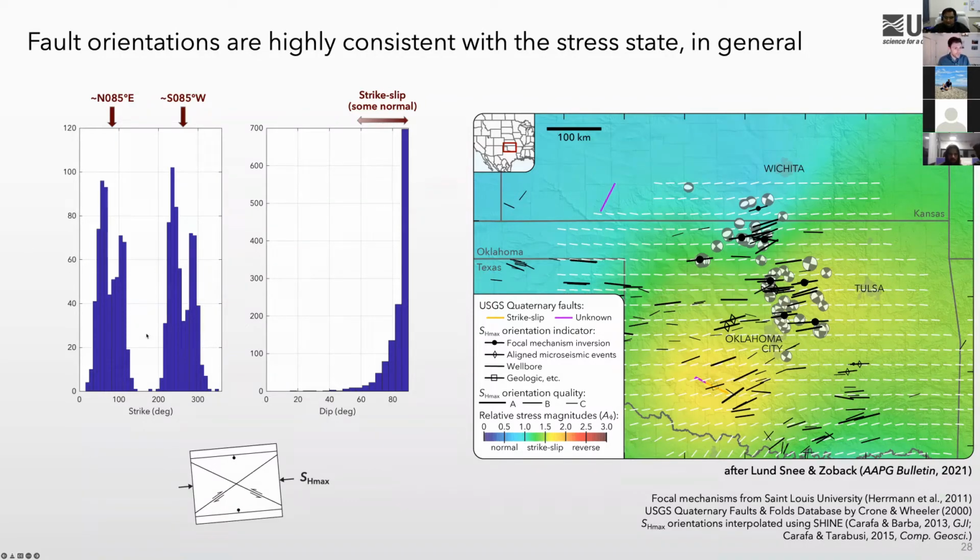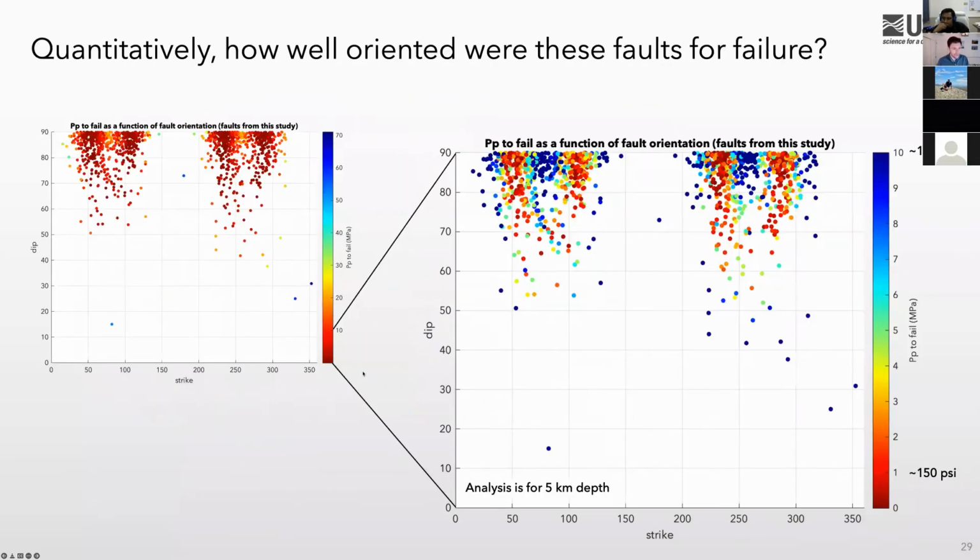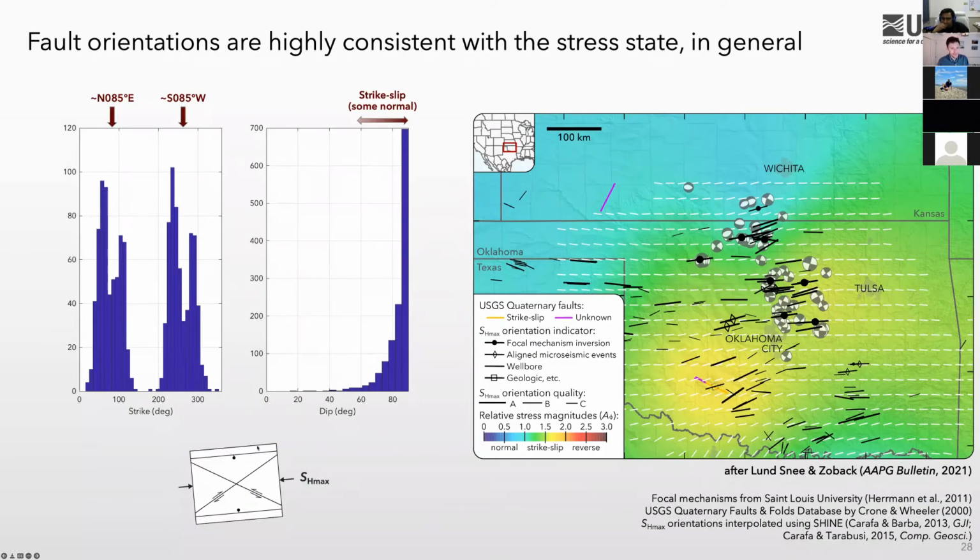And so with SH max oriented about north 85 east, we expect strike slip faults striking about 30 degrees in either direction, dipping about vertically, and in some cases, further to the north where normal faulting is active, we also expect an additional set of normal faults striking parallel to SH max and dipping about 60 degrees from vertical. And that's what we see in reality in these histograms as well.